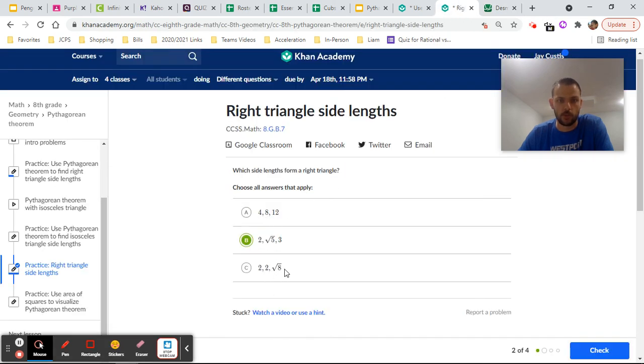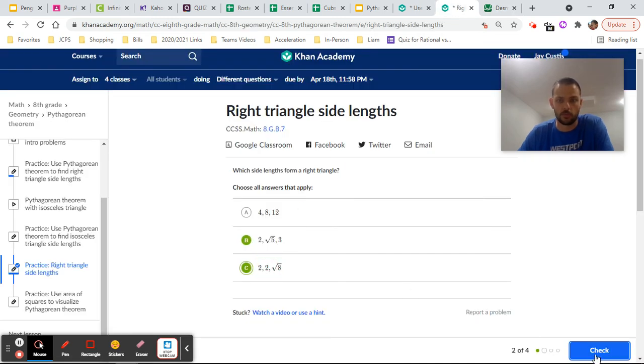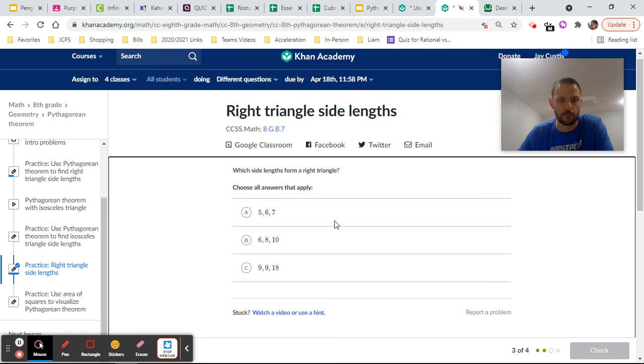And then 2, 2, and the square root of 8. So 2 is already there. 2, and then we have the square root of 8. So that's also a right triangle. So this time we have 2. It's a good thing we checked all of them.